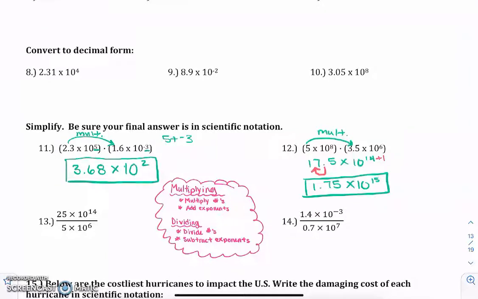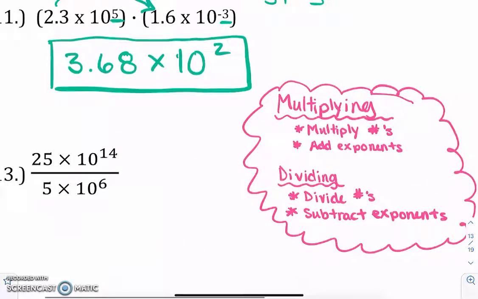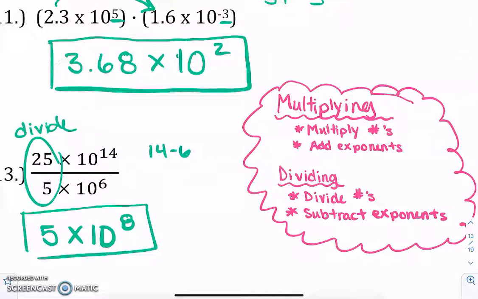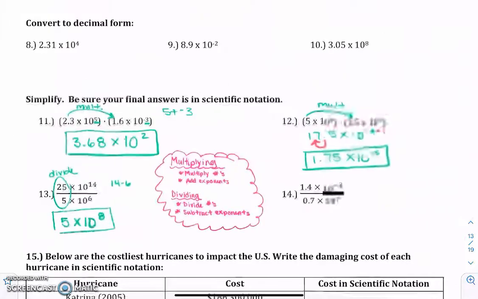So then it's just the opposite for division. For division, you divide the decimals or the regular numbers and you subtract the exponents. So for 13, 25 divided by 5 is 5. Still times 10 to some power because we're keeping it in scientific notation, but we subtract them now. So 14 minus 6. So 5 times 10 to the 8. You don't have to write them both out in standard form and then put it back into scientific notation. You can keep them as is.